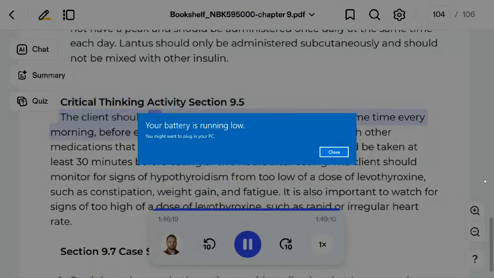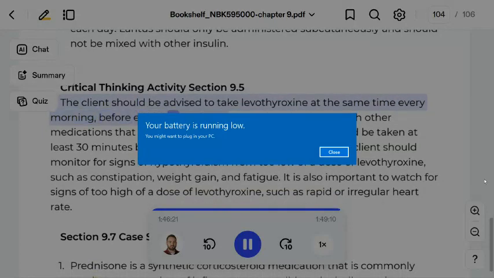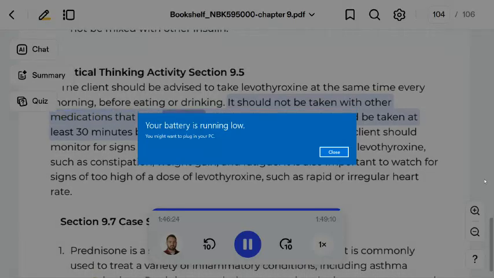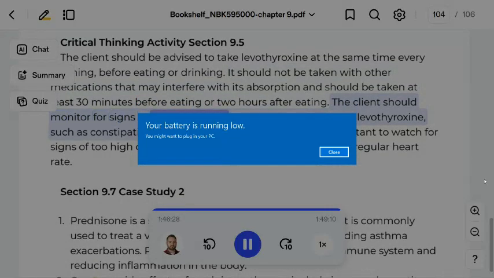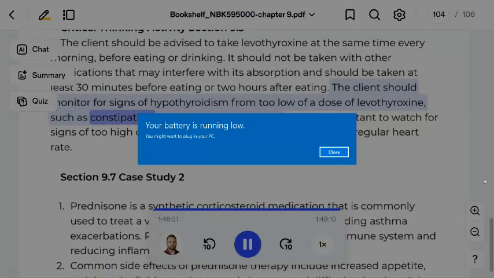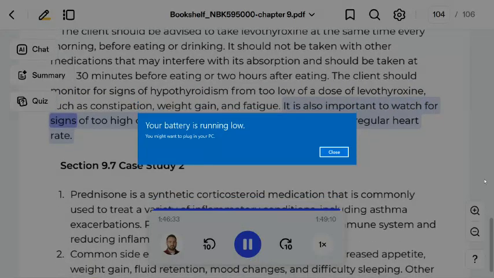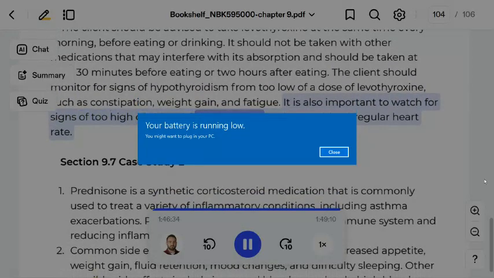The client should be advised to take levothyroxine at the same time every morning, before eating or drinking. It should not be taken with other medications that may interfere with its absorption, and should be taken at least 30 minutes before eating or 2 hours after eating. The client should monitor for signs of hypothyroidism from too low of a dose of levothyroxine, such as constipation, weight gain, and fatigue. It is also important to watch for signs of too high of a dose of levothyroxine, such as rapid or irregular heart rate.